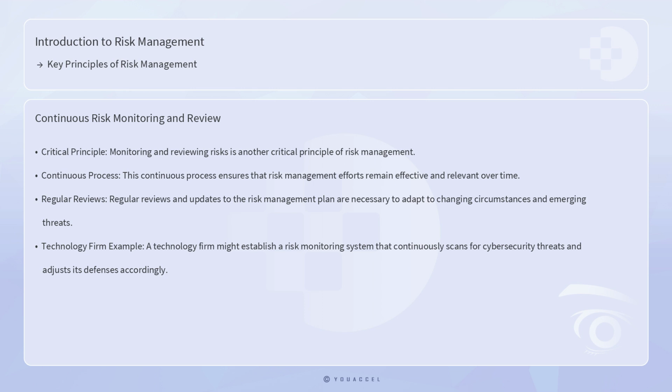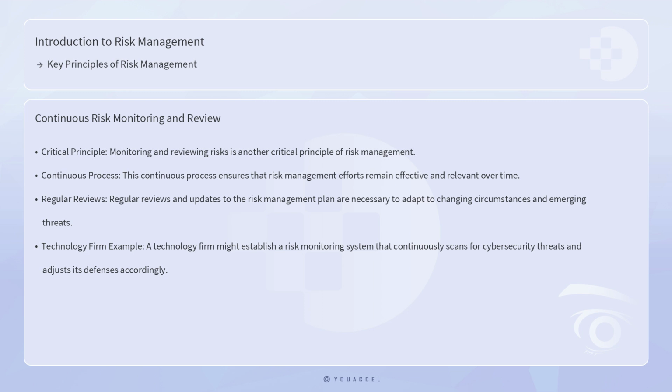Monitoring and reviewing risks is another critical principle of risk management. This continuous process ensures that risk management efforts remain effective and relevant over time. It involves tracking identified risks, evaluating the effectiveness of risk responses, and identifying new risks that may arise. Regular reviews and updates to the risk management plan are necessary to adapt to changing circumstances and emerging threats. For example, a technology firm might establish a risk monitoring system that continuously scans for cybersecurity threats and adjusts its defenses accordingly.